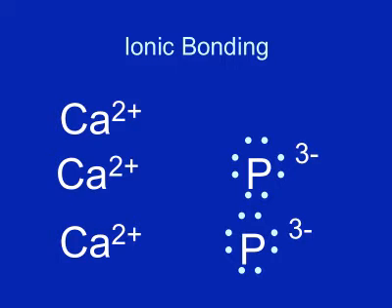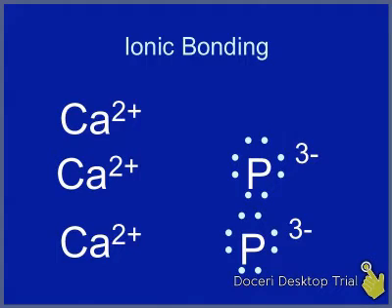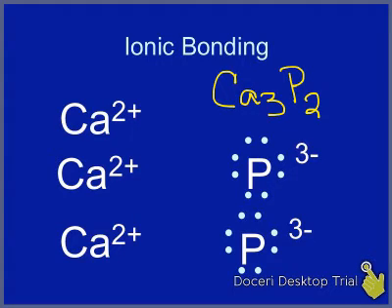So, if I had to write the chemical formula for this guy, all you do is you count up calciums, you count up phosphoruses. So how many calciums do I have? 3. So that's going to make it Ca3. How many phosphoruses do I have? 2. Phosphorus, 2. So this is going to be Ca3P2.